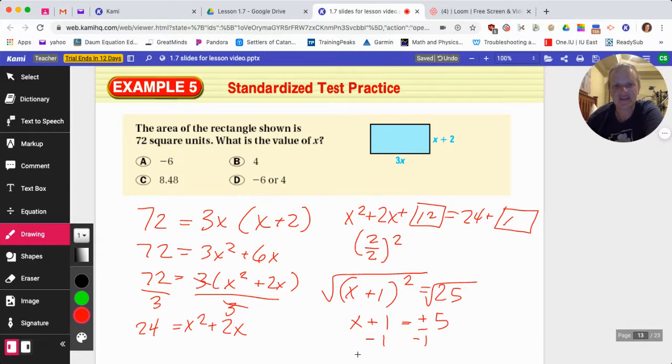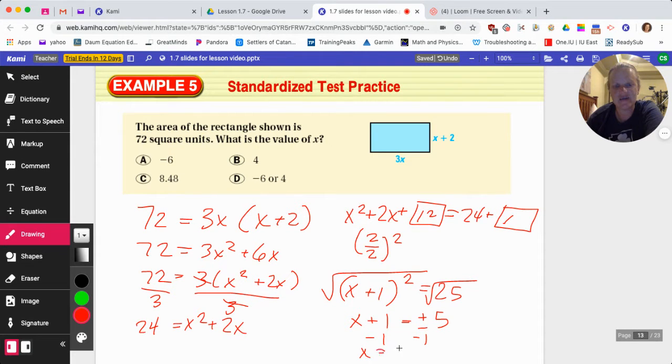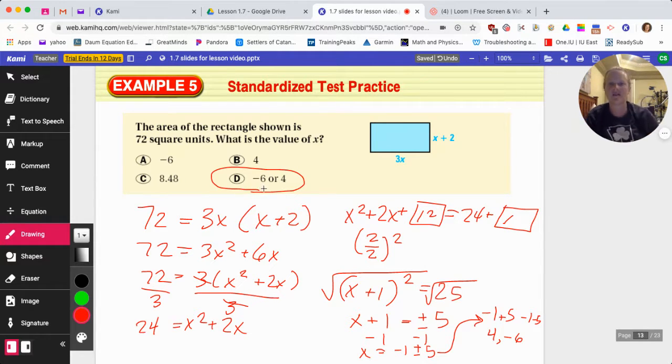I'm still solving this for x. I get x equals -1 plus or minus 5, which I can simplify. I can do -1 plus 5, which is 4, and -1 minus 5, which is -6. 4 and -6 is right here. So those are the choices for the area of the rectangle shown. What is the value of x?